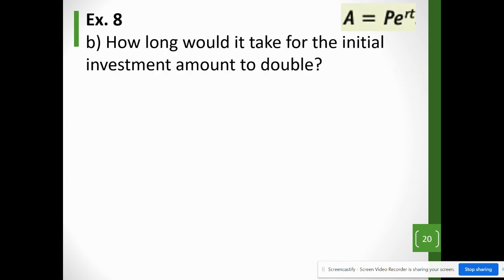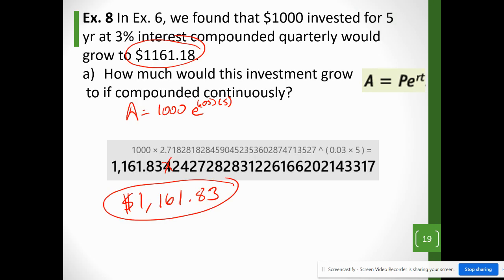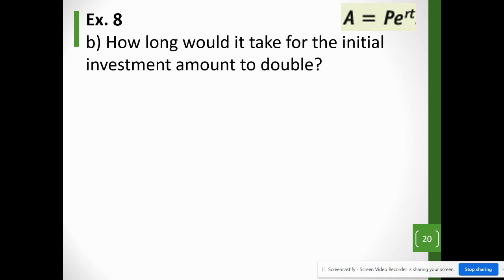Now let's take a look at this. How long would it take for the initial investment amount to double? So remember, I'm dealing with 3%. My previous question, I was dealing with 3%. I want to know how long it is going to take for this to double. So I'm just going to say, well, if I'm starting with the 1,000, I want the amount to be 2,000 because it's going to double.